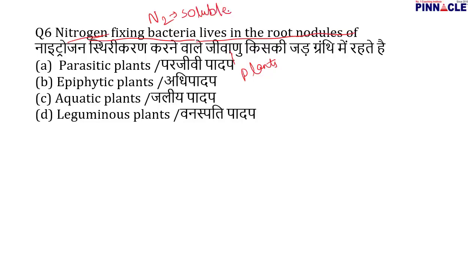Okay, and a common example of nitrogen fixing bacteria is rhizobium, and it is found in the root nodules of leguminous plants. Okay, and leguminous plants like pulses are there. Pulses are said to be leguminous plants. So generally in their root nodules, nitrogen fixing bacteria are found. So for question number 6, D is the correct option.